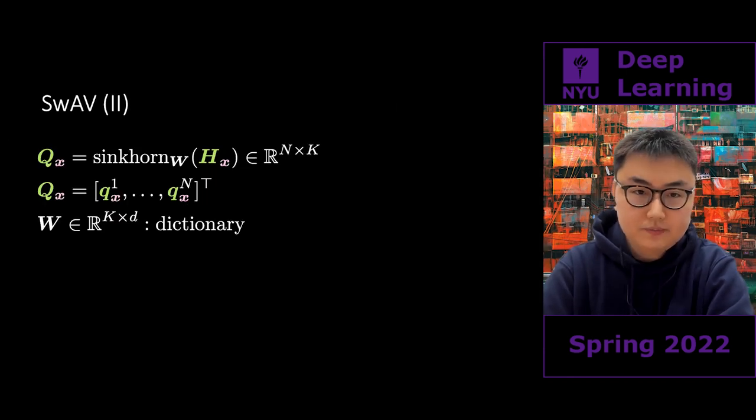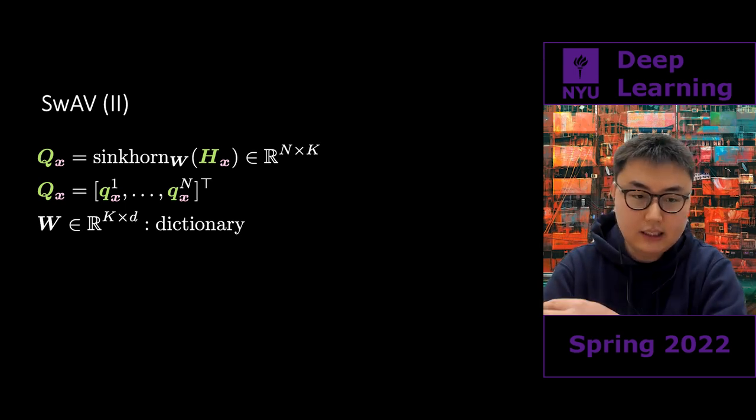Okay, so let's see. This W is over centroid, so this one is basically K by D. It is our centroid, and this hx is n by k. This Sinkhorn algorithm is like, let's say if you do k-means, sometimes this weird thing happens: basically all the samples are clustered to one centroid. A lot of samples are close to one centroid, and the other centroids have no samples at all.